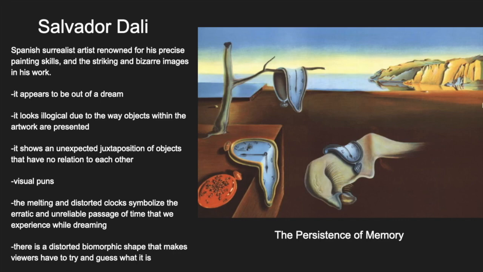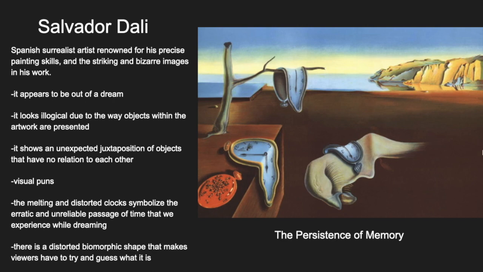Salvador Dali. He was a Spanish Surrealist artist, renowned for his precise painting skills and the striking and bizarre images in his work. So in this artwork, which is The Persistence of Memory, it appears to be out of a dream. It looks illogical due to the way the objects within the artwork are presented. So, for example, the melting clocks. This is not something that really would make sense in everyday life.